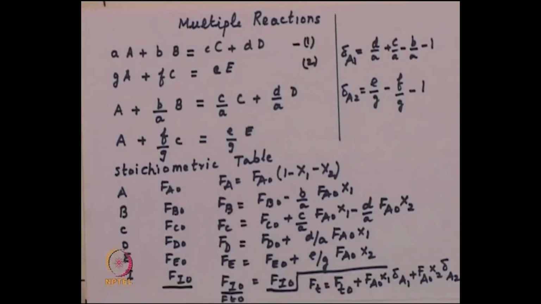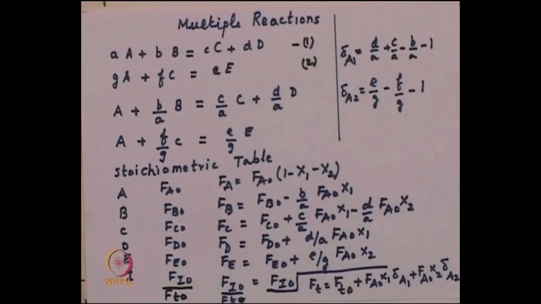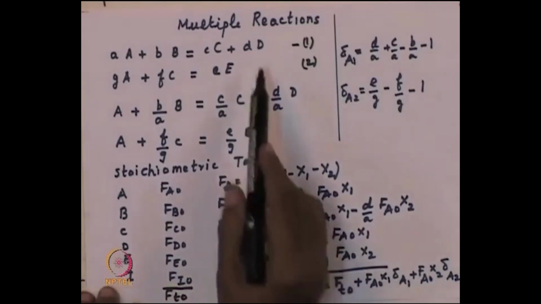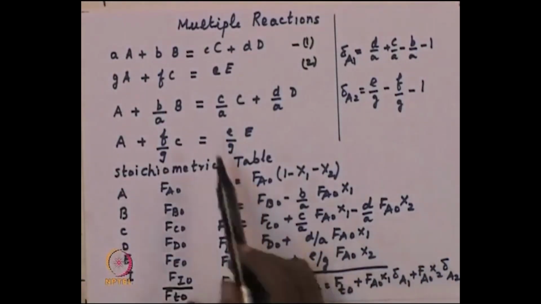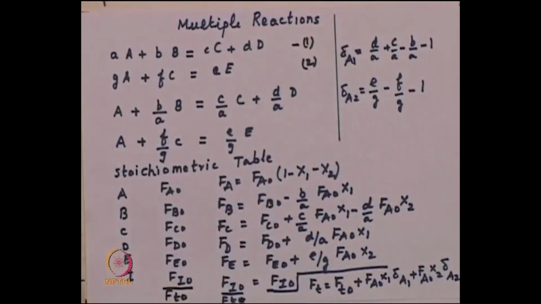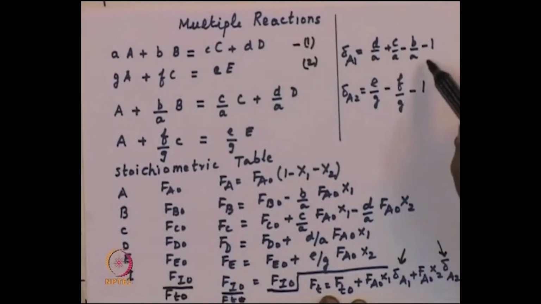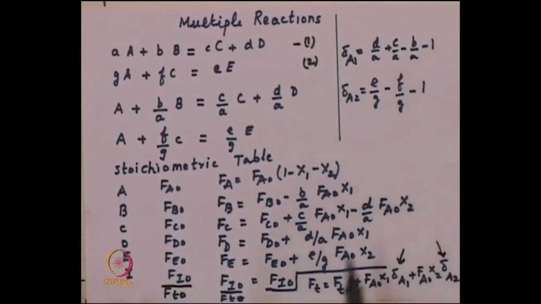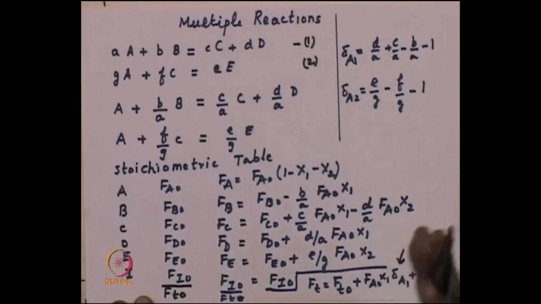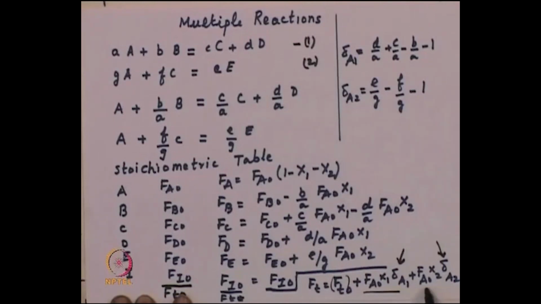So, when we add up all this, it gives us F T. When you add up all this, you get F T 0 here, and then there are two terms, as you can see very clearly: F A 0 x 1, multiplied by the stoichiometric coefficients involved in reaction 1, and F A 0 x 2, multiplied by the stoichiometric coefficients involved in reaction 2, where delta A 1 and delta A 2 are essentially the stoichiometry written with respect to component A. So, the number of moles that you will see at any position in the equipment is what you start with plus two terms, one due to reaction 1, one due to reaction 2.